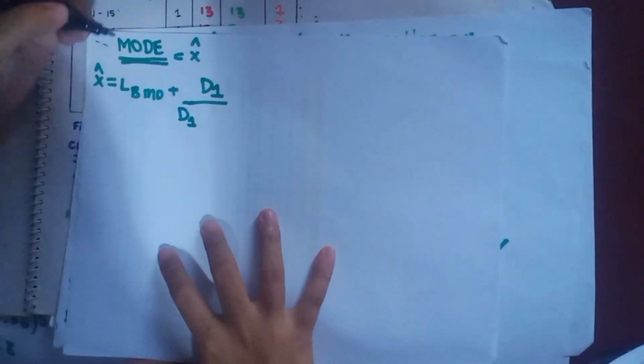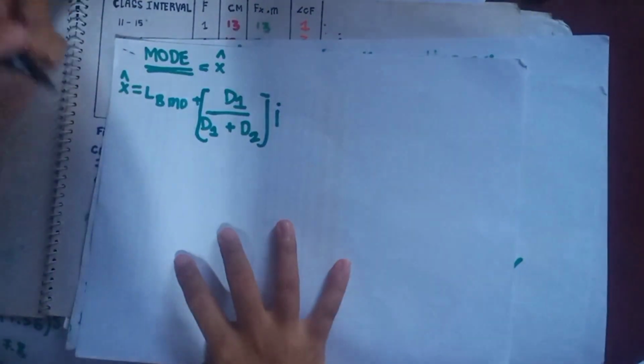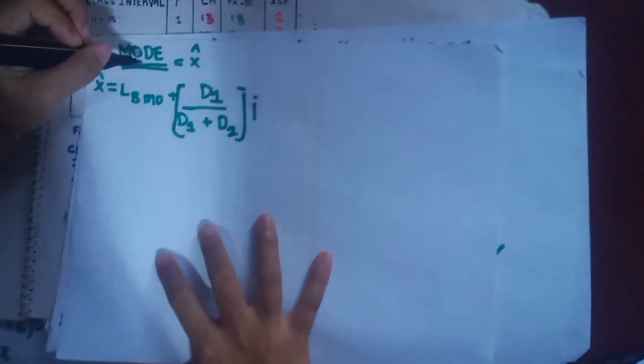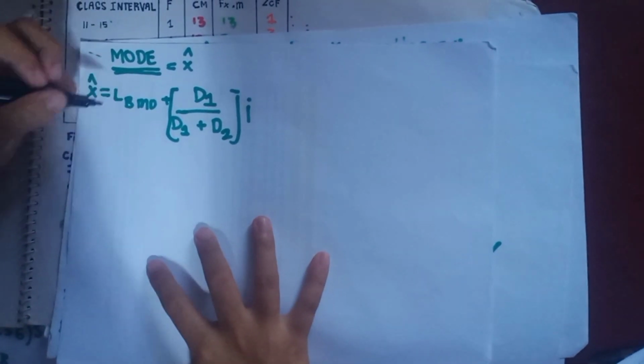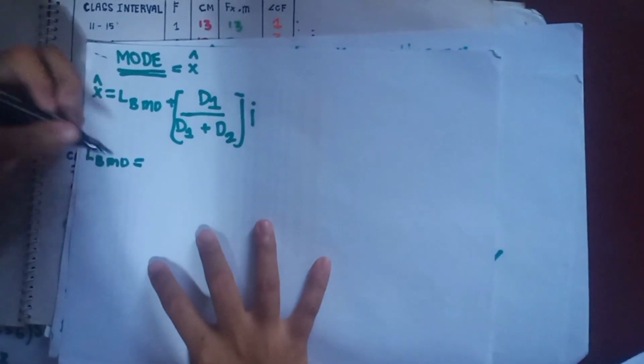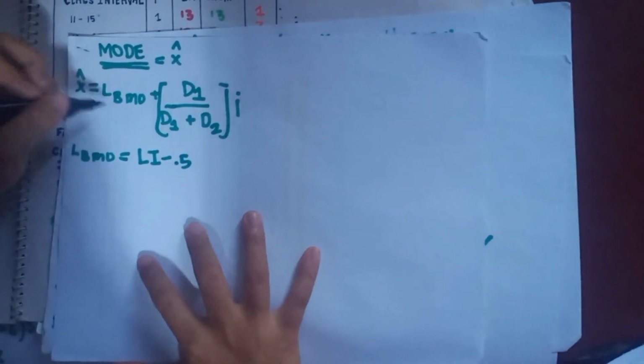So the formula that we will be using to solve mode is lower boundary of modal class plus D1, and we will divide it to D1 plus D2 and multiply it to interval. So before we can use this formula, we had to get first all the data that we needed. So the first one is lower boundary of modal class. Lower boundary of modal class can be solved using this formula.